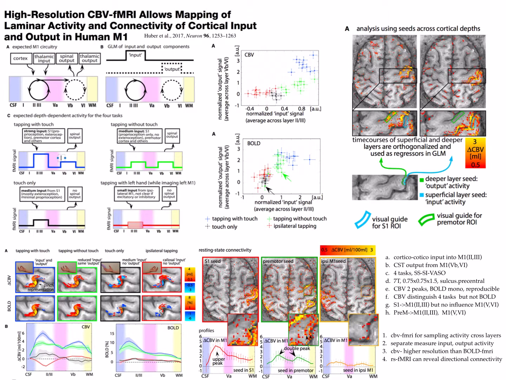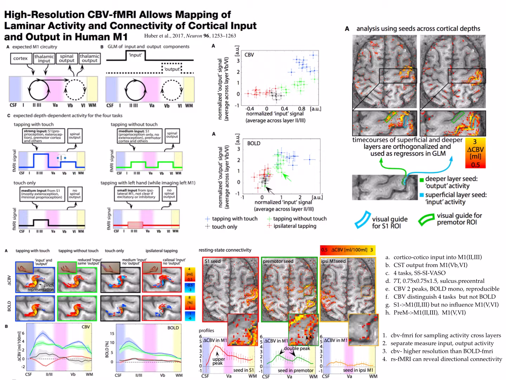And then if you put your seed in S1, you will see the M1 superficial layers have some voxels co-fluctuating with your seed. But if you put your seed in premotor, you will see both superficial and deeper M1 voxels co-fluctuate together. So that means from S1, you can send some input signal to M1 layer 2, layer 3, but you cannot influence the M1 output from layer 5, layer 6.